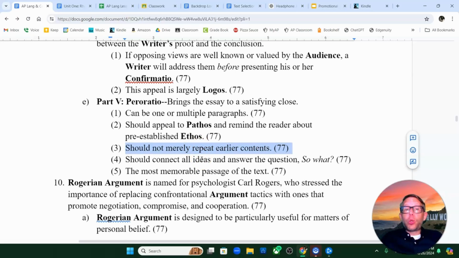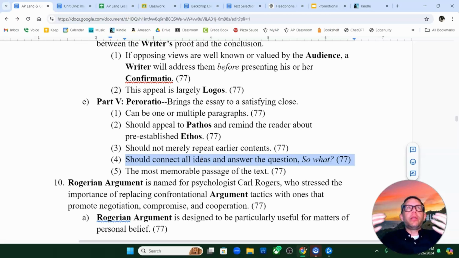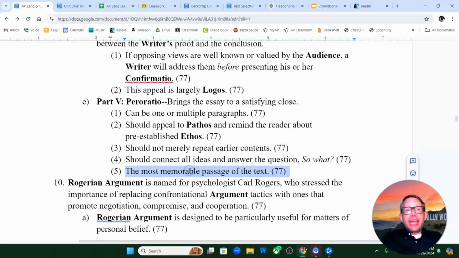Since we, as people who are interested in the advantageous and are future focused, are considering what's going to be done in that future, a great way to conclude a good peroratio is connect all of the ideas and answer the question, so what? What happens now? What's the point? Where do we go from here? What do we do with this information? Sort of make it that future-centric, future-focused kind of argument that you've got going on. And it should be the most memorable passage of the text, okay? If there's ever a chance for you to be poetic, this might be it.